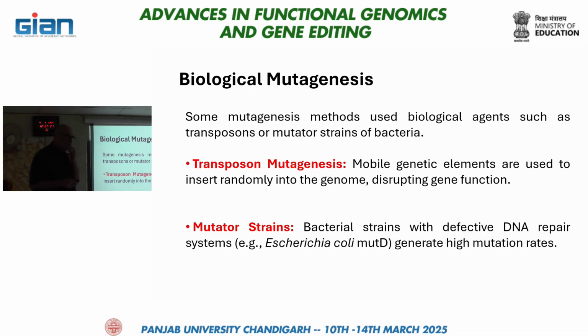Biological mutagenesis, I will not spend much time on this subject, because in some mutagenesis methods, biological agents can be used. These biological agents, I mean, are transposons or mutator strains of bacteria. So transposon mutagenesis is that mobile genetic elements like transposons can be used to insert randomly into the genome, disrupting gene function randomly. But this technique actually right now is used in bacteria only, I would say.